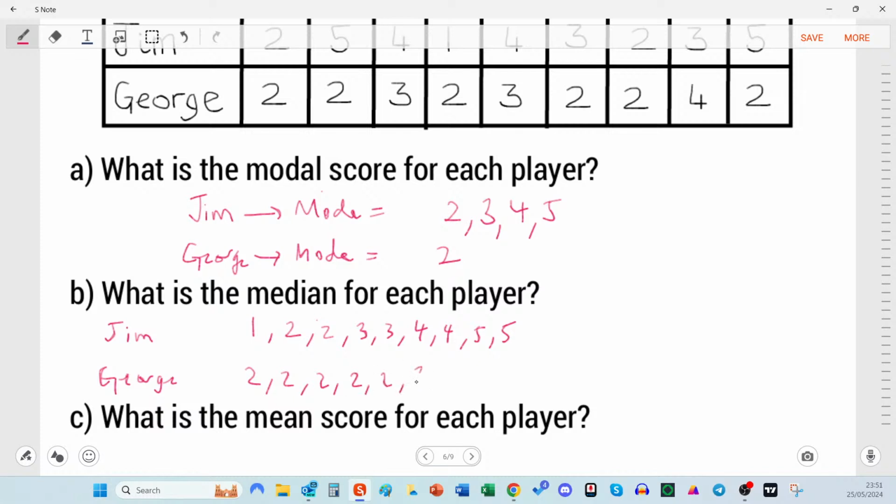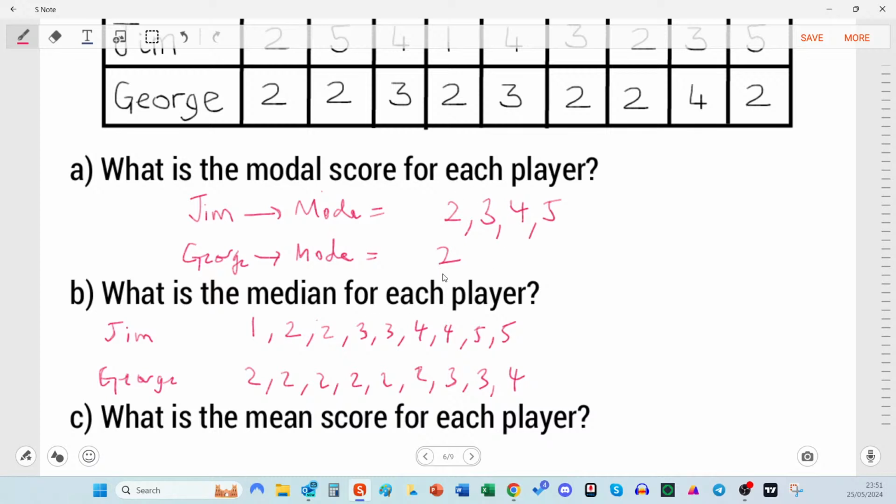How many 2s were there? 1, 2, 3, 4, 5, 6. And then we've got 2 3s and a 4. 1, 2, 3, 4, 5, 6, 7, 8, 9. 1, 2, 3, 4. Okay, so we've got 9. That's always good to double check.